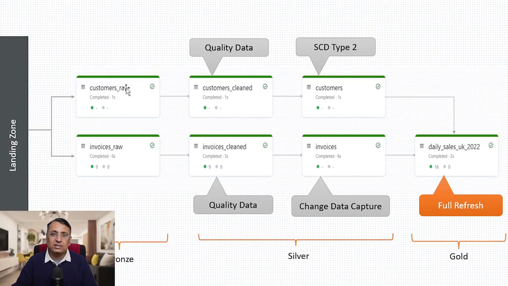Once data is in the bronze layer table, we will move forward, read data from the customer's raw table, from the bronze layer table, and apply some data quality checks and create our customers clean data, which will have only high quality data, filtering out the poor quality data. And this is an intermediate table, right? So this table may contain duplicate records.